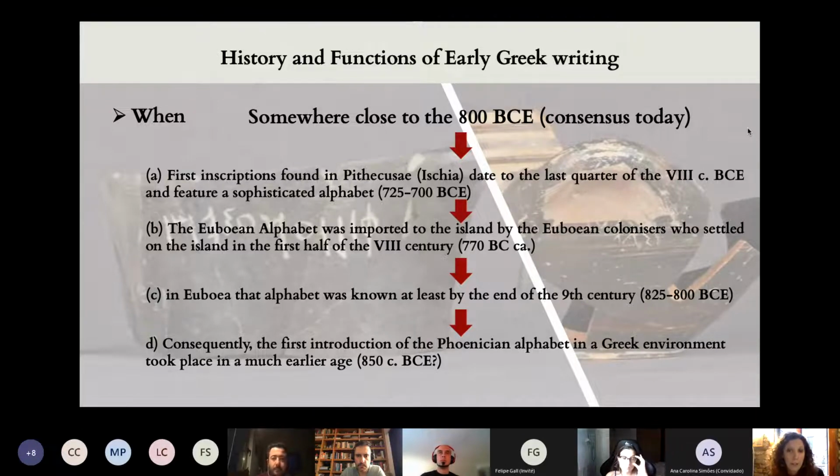What I just showed you very quickly is that we are not sure about it. We are just doing the math, because the first evidence does not correspond to the very first stages of the alphabet. What we see in the 8th century BCE is something developed, something systematized. It's not the first stages of the alphabet.